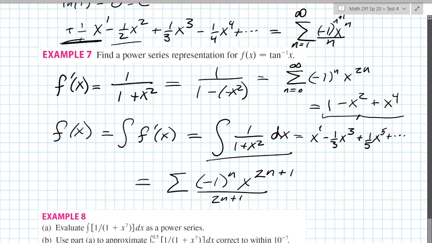Now, does this give us what we want? Let's try n equals 0 to infinity. Well, yeah, when n equals 0, this gives me a positive 1 for the first term, a positive 1 for the first power, and a positive 1 in the denominator. When n equals 1, we'll have a negative, and 2 times 1 plus 1 is 3, and a 3 in the denominator. So that is our power series representation.